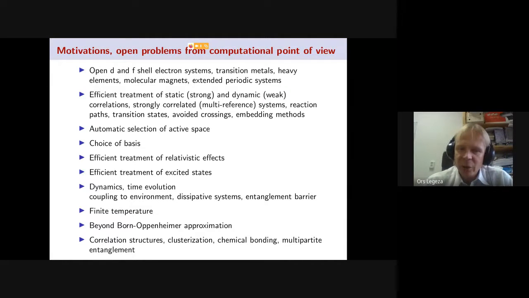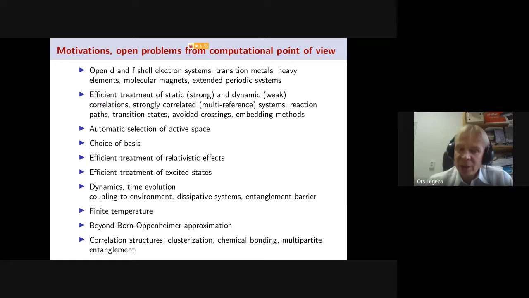So basically, we are looking for the strongly correlated multi-reference systems, reaction paths, transition states, avoided crossings, and of course, the various embedding methods. Usually, it's an important task to do some automatic selection of the active space, the choice of basis. Then also for heavy elements, we need efficient treatment of relativistic effects. Of course, the efficient treatment of excited states.